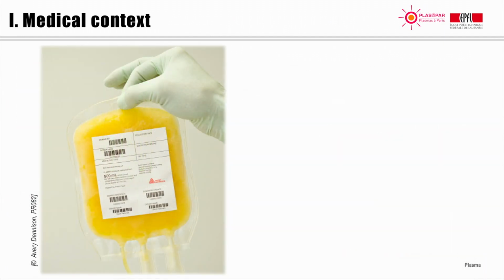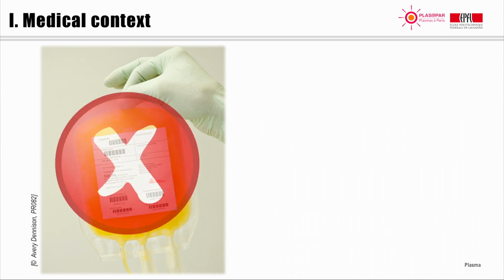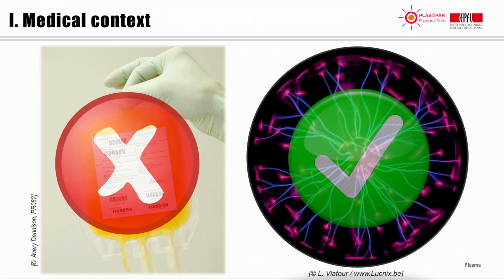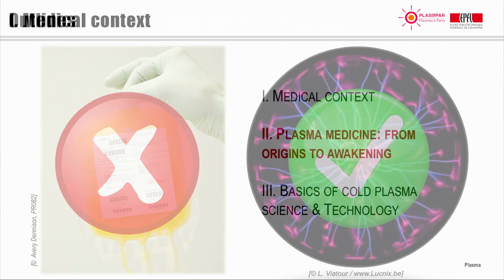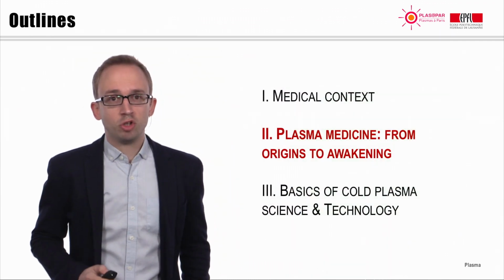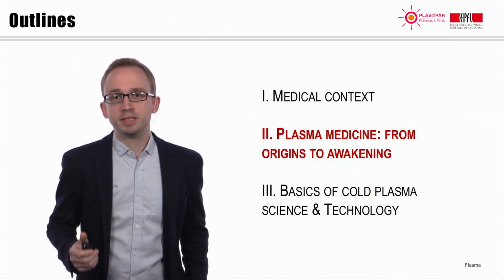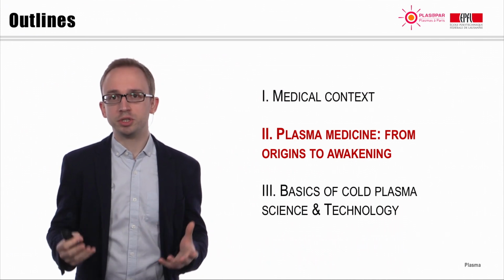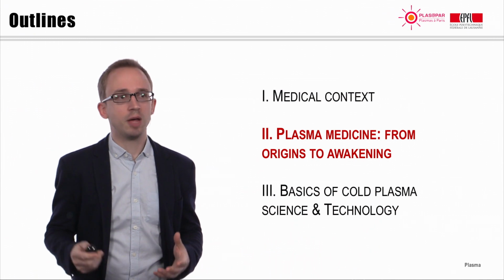Here, the term plasma does not refer to the liquid component of blood which acts like an extracellular matrix to hold red and white blood cells. Here, plasma refers to a very specific state of matter, distinct from the well-known solid, liquid, and gas states. Before understanding the basics of plasma science and technology, let's introduce how medicine and plasma science have met to allow the emergence of a new research area called plasma medicine.